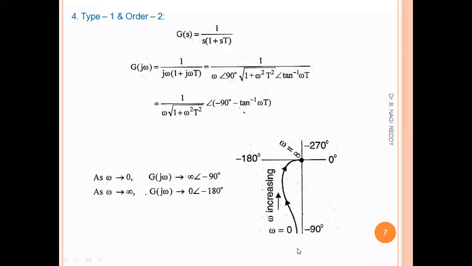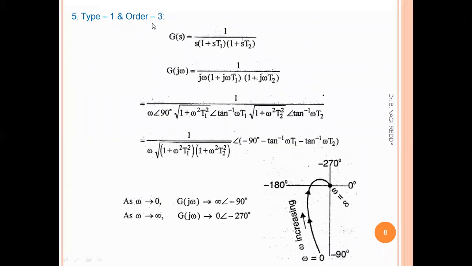So of course, it comes parallel to the minus 90 degree line. And if you substitute omega as infinity, we will get a 0 magnitude with minus 180 degree angle. So it has to end on minus 180 line with 0 magnitude. 0 magnitude is origin. So you can see the shape will become like this, so that it ends at minus 180 line with a 0 magnitude. So you can see the shape because the starting magnitude is infinity at minus 90 degree angle. So this is for type 1 order 2 system.